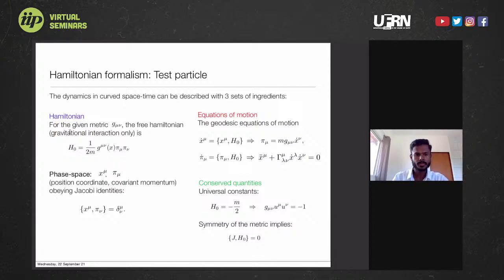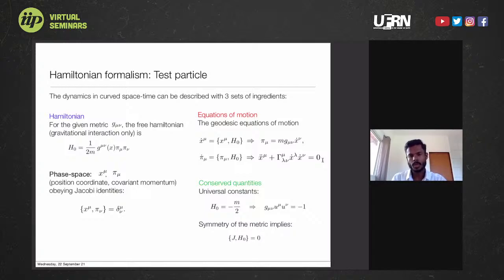Once the phase space and Hamiltonian are defined, it is very straightforward to compute the equations of motion by computing the Poisson-Dirac brackets of these phase space coordinates with the Hamiltonian. We obtain the equations of motion. We can see that pi mu is nothing but the covariant momentum, which is proportional to the proper four-velocity. And the second equation is nothing but the famous geodesic equation.